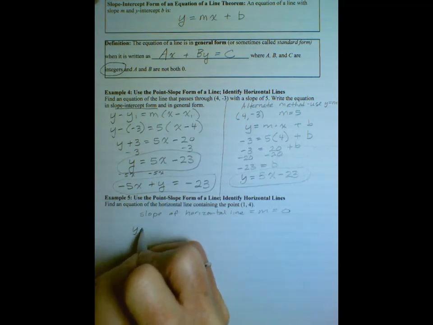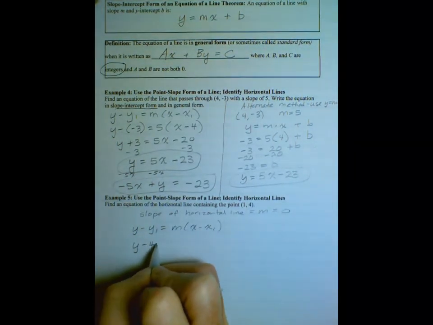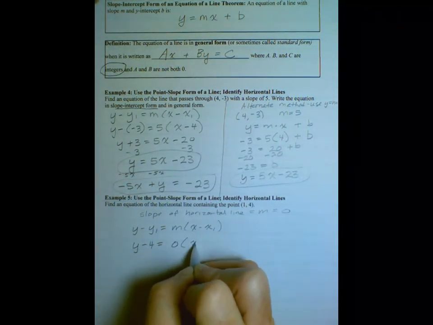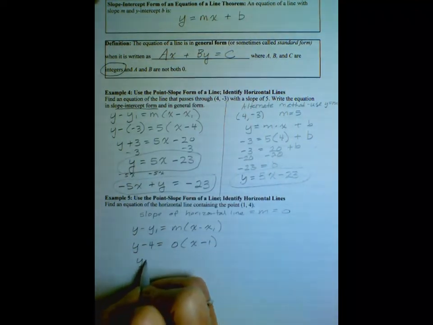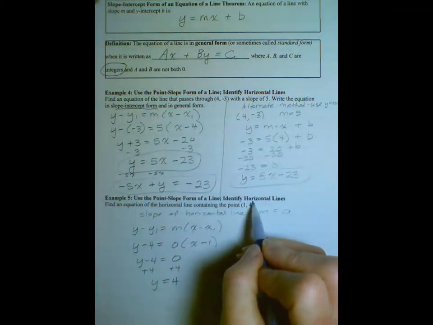So let's use y minus y1 equals m times x minus x1. y1 is 4, m is 0, x1 is 1. Y minus 4 equals what's 0 times anything? It's 0, right? Add 4 to both sides to solve for y. Y equals 4. There's the equation of a horizontal line. Remember, look back at that. Y is 4. All of the y's are 4. X is all real numbers.